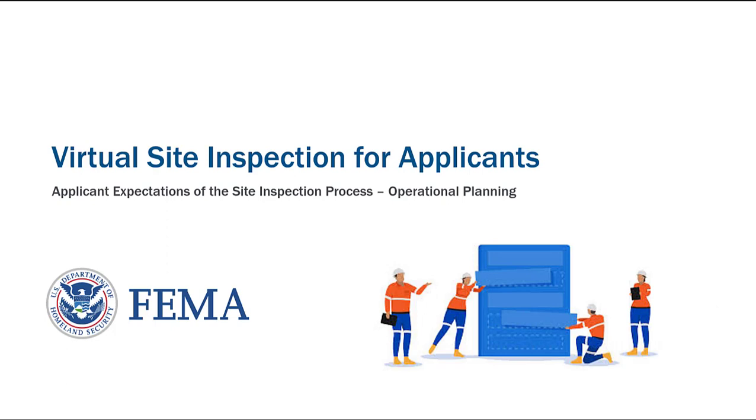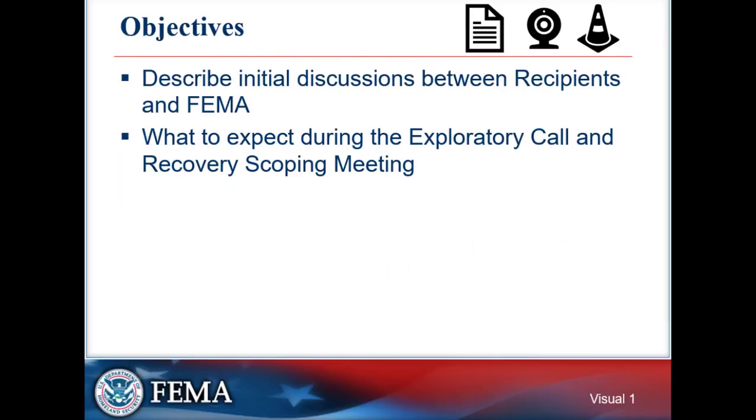You are about to watch the third video in this virtual series. This part will discuss the initial plans and meetings that happen between you, the recipient, and FEMA. During this webinar, we are going to talk about the initial process that happens between the recipient and FEMA. If you don't know, recipients are the state, tribe, or territory that apply directly to FEMA, and that's who you apply under. So we'll cover the relationship between the recipient and FEMA, and then what you can expect during our exploratory call and recovery scoping meeting.